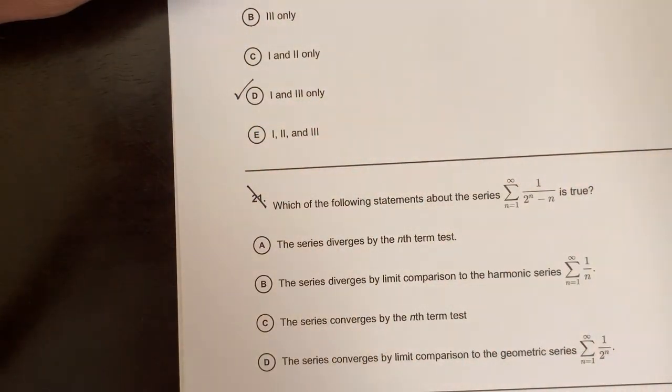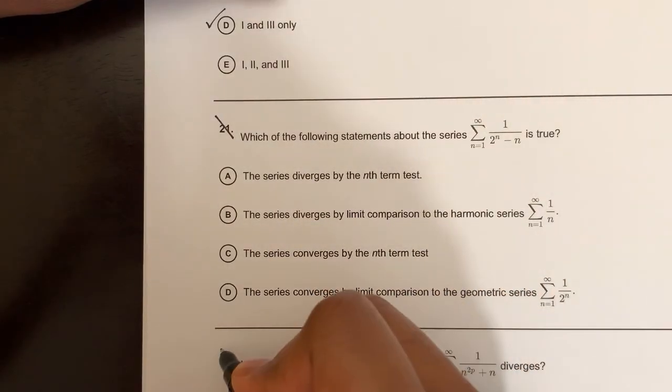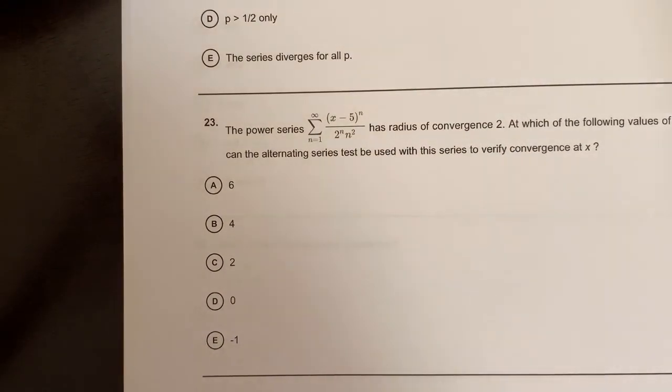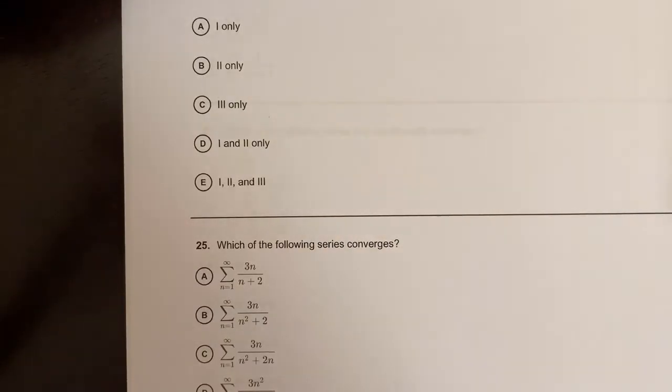21 we skipped because it's a direct comparison. 22 I think we dropped out. I don't know why that printed. 23 we did not do because we haven't done power series.